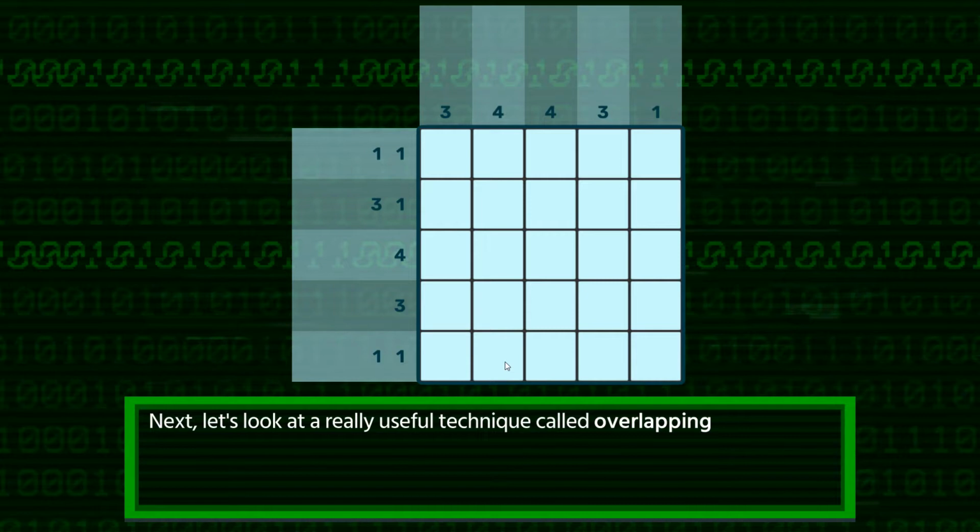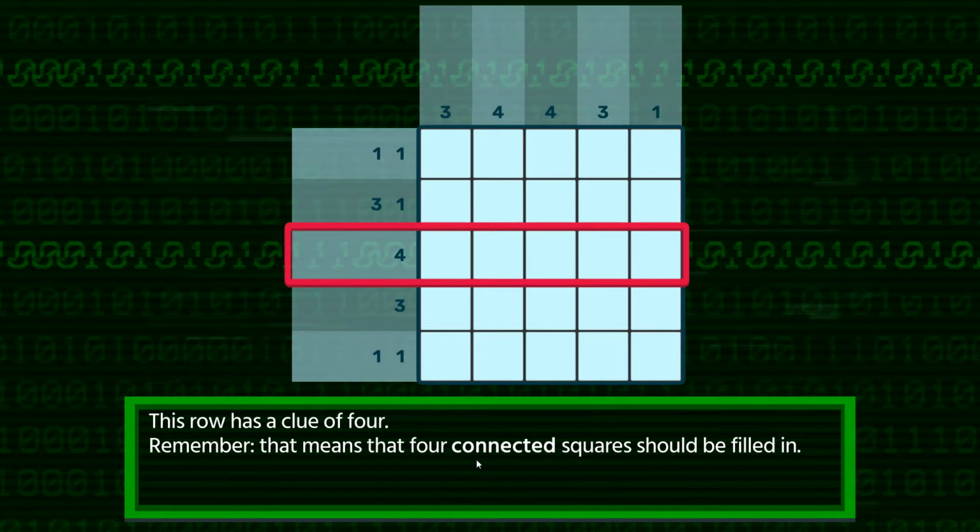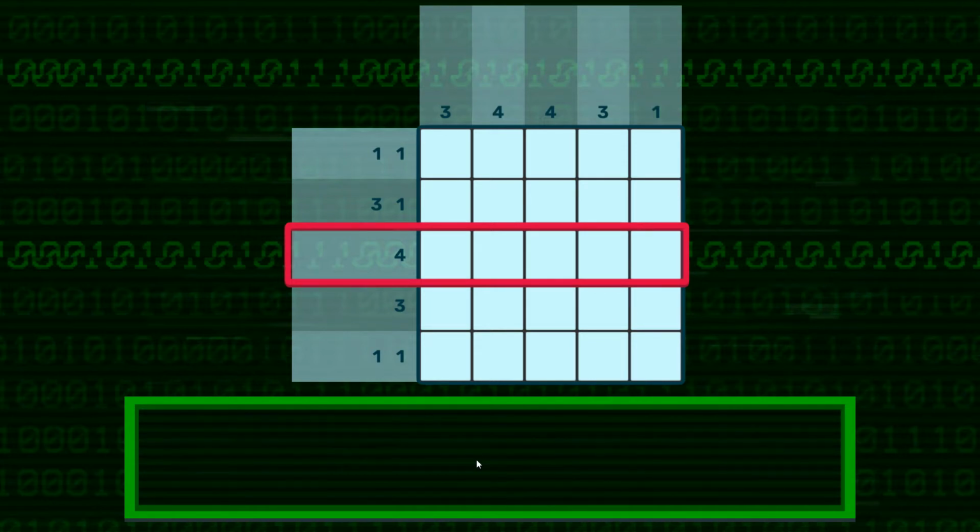Next, let's look at a really useful technique called overlapping. I'm unfamiliar with that. This row has a clue of 4. Remember, that means that 4 connected squares should be filled in.